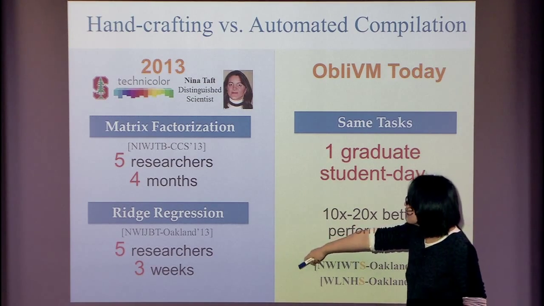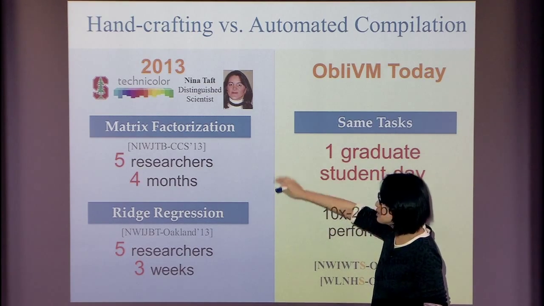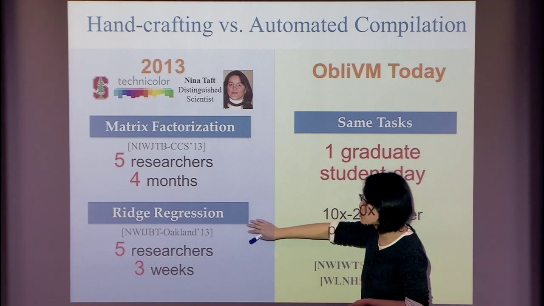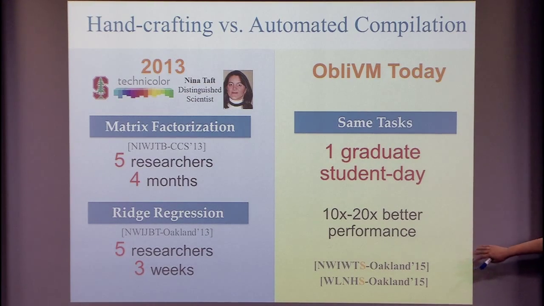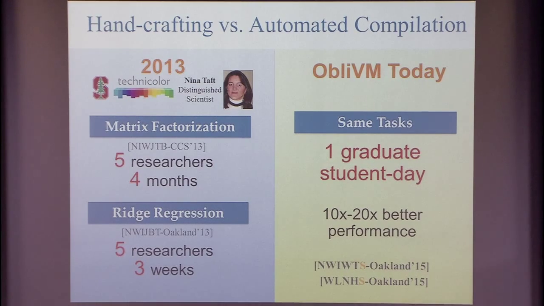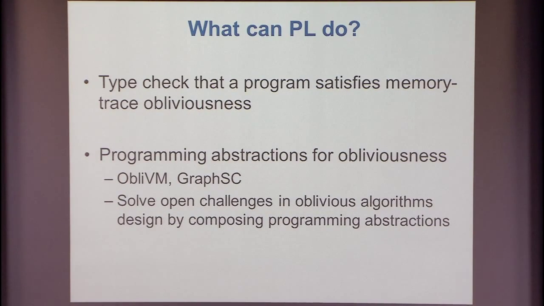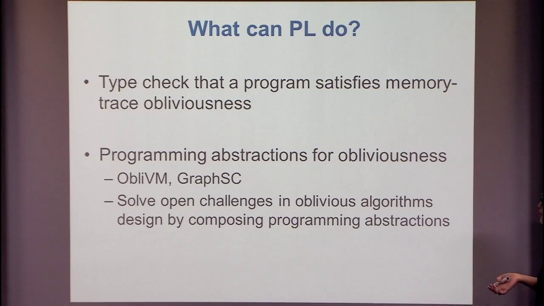For instance, 2 years ago, if you were to design a customized oblivious algorithm for matrix factorization or ridge regression, this would have taken you months to accomplish. But with our framework, you can do the same task in 1 day, and we achieve better performance. Our framework provides programming abstractions. If you write your program in our oblivious programming abstractions, we emit oblivious algorithms that are competitive with the custom designs. And our programming framework can type check that the program indeed satisfies obliviousness.